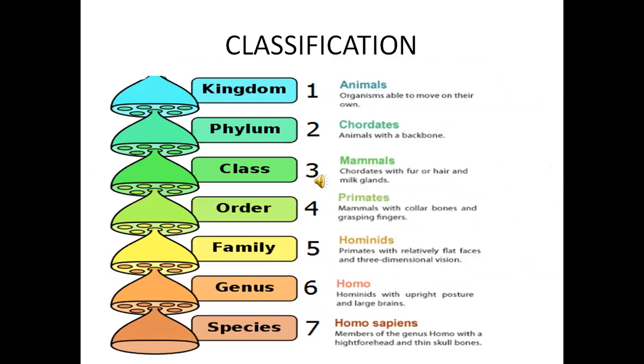Classification, the method of arranging the organisms into groups, is called classification. When we classify things, we put them into groups based on their characteristics. There are 2 types of classification: vertebrates and invertebrates. In vertebrates, there are 2 types: warm-blooded and cold-blooded. Invertebrates are with jointed legs and without legs. So, arranging the organisms into groups based on their characteristics is called classification.